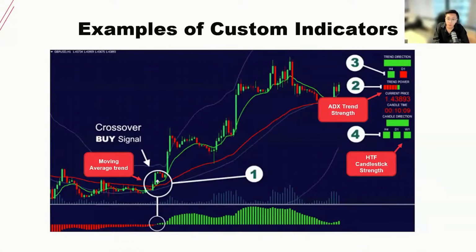So one example of custom indicators will be this: MA crossover, moving average trend, as well as ADX trend strength and higher time frame candlestick strength. All these indicators are combined into one custom indicator, and usually people would combine these indicators into one so that they are able to see the whole chart better and to have a better confluence as well.